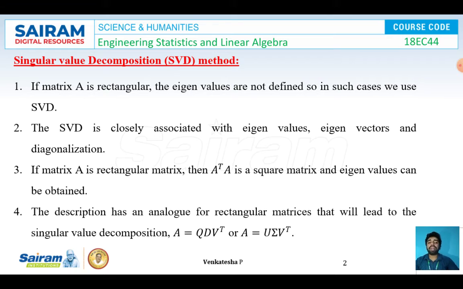What is singular value decomposition? We know how to find the eigenvalues and eigenvectors for square matrices. For example, for a 2 cross 2 matrix and a 3 cross 3 matrix, we'll be finding the eigenvalues and eigenvectors very easily. But in the case of rectangular matrices, it is a little complicated to find the eigenvalues and eigenvectors, and also to find the diagonal form will be a little tricky. So in these cases, we'll be using the concept of singular value decomposition to overcome this problem.